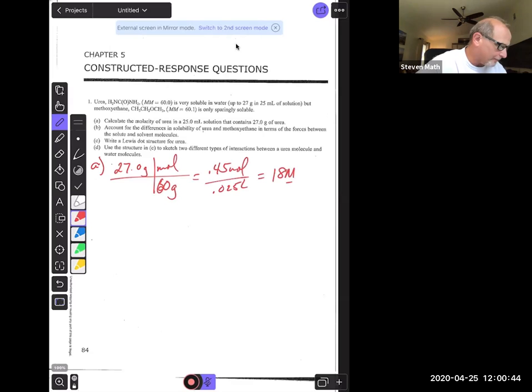B says, account for the differences in solubility of urea and methoxyethane in terms of forces between the solute and the solvent molecules. Well, this is really hard to do. So I'm going to skip B and I'm going to come back to it after I've done C. It's not that B is hard. B will just be a lot easier once we see the Lewis structures for these that we draw. So let's look at this.